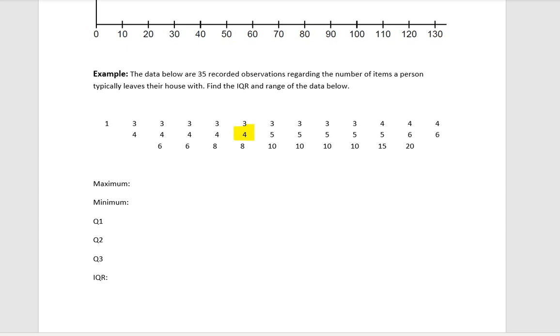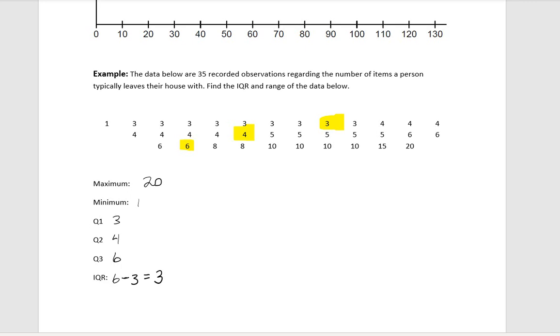Okay, and then we are going to count in, so let's see, that's going to be the 18th observation, then divided by 2, so let's see, 1, 2, 3, 4, 5, 6, 7, 8 observation. Okay, so our maximum value is 20, our minimum value is 1, Q1 was 3 objects, Q2 was 4 objects, Q3 was 6 objects.